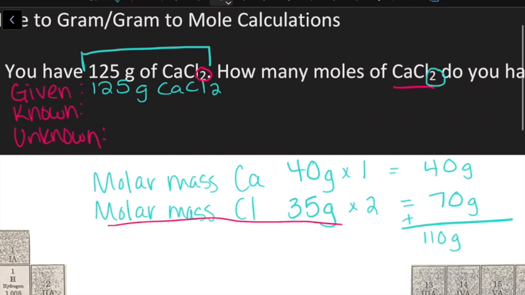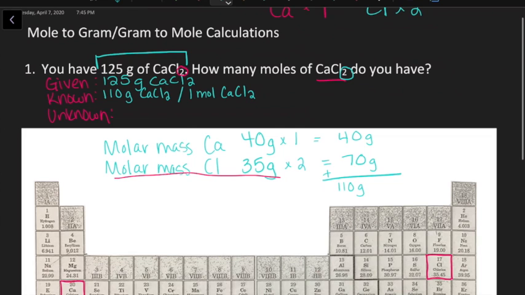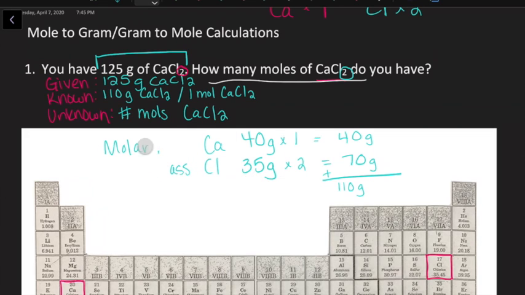So, your known here is going to be 110 grams of CaCl2 per 1 mole CaCl2. Finally, your unknown is going to be whatever the question is asking. And this is asking how many moles of it. So, number of moles of CaCl2. Alright, now you got to work out the problem.